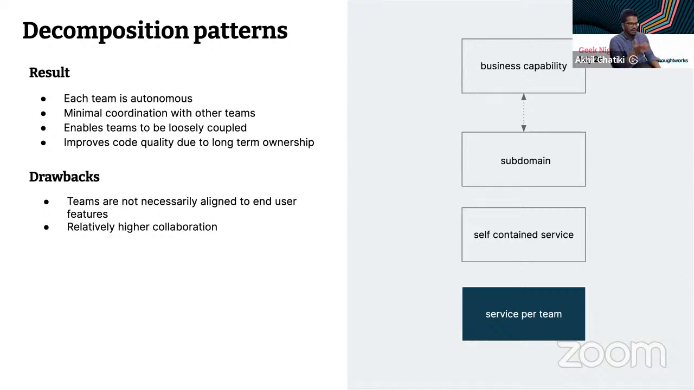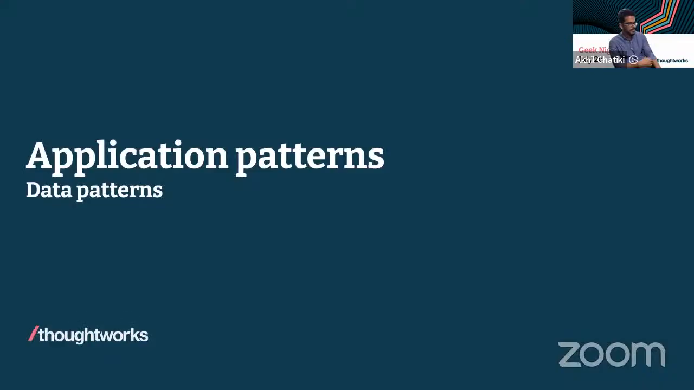So the result is you have autonomous teams, very minimal coordination among the teams, and loose coupling. The drawbacks are that the teams developing these services need not be aligned towards end-user features, and they might require higher collaboration among them.